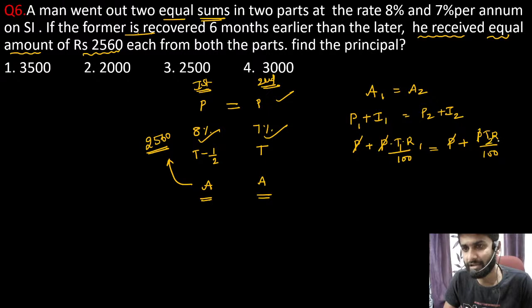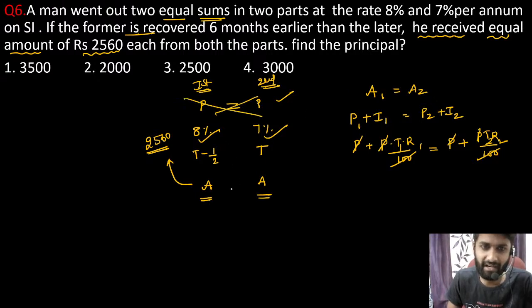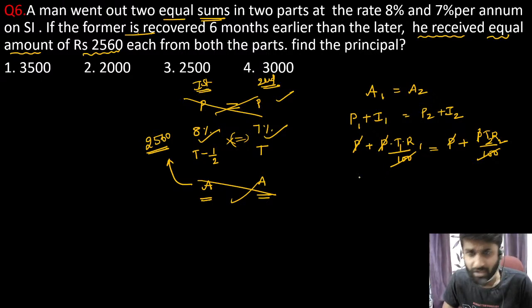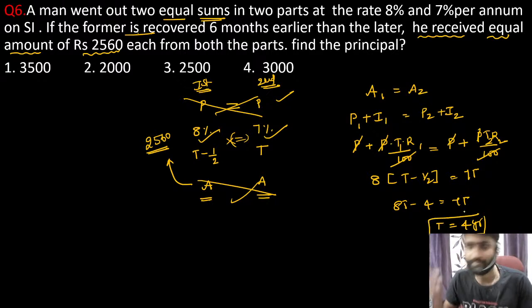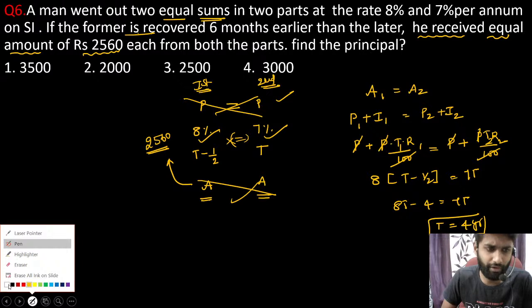Why? Because T1, T2, R1, R2 are completely different, guys. Again, 100 and 100 cancel. If you observe the entire parameter, simply equating these two numbers, you can get the answer, guys. Don't go with this procedure. Now you get T1 into R1 means 8 into (T minus 1 by 2) is exactly equal to 7T. Now 8T minus 4 is equal to 7T. Then you can get the T value equal to 4. So without taking this much procedure, you can directly take the answer as 4 years.